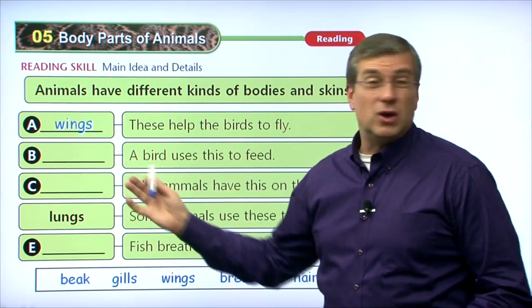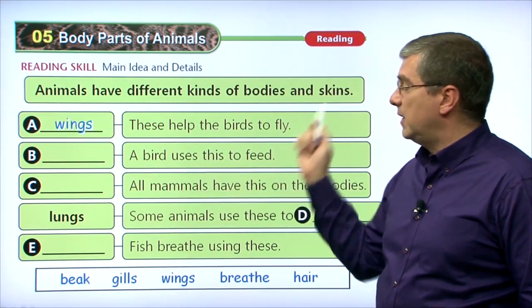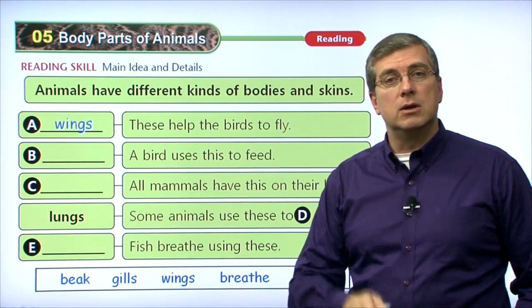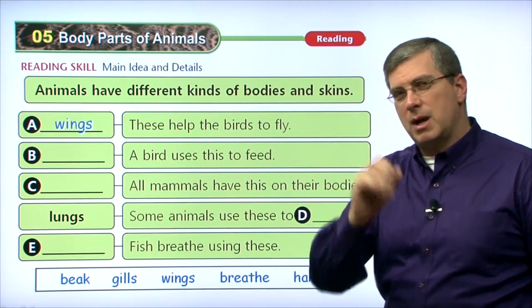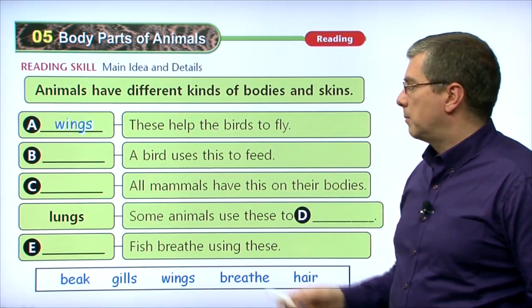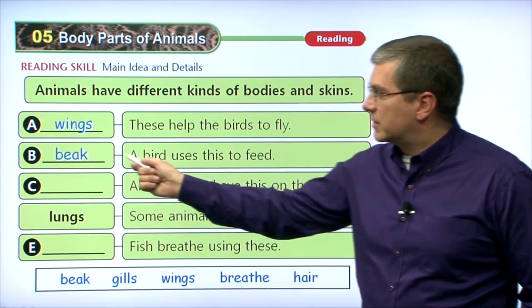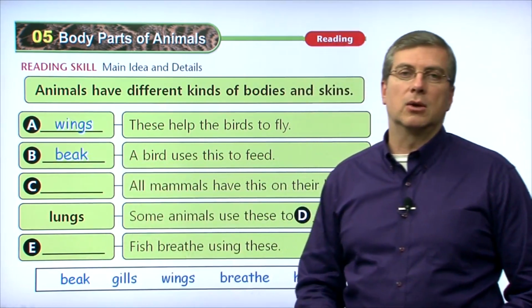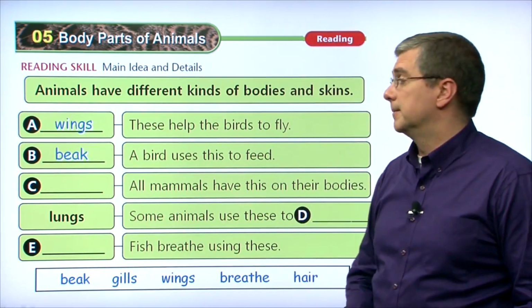Down here we have B. We don't know the body part, so what is the use? A bird uses this to feed. So what part of its body does it use to get food? We talked about this a lot, right? We said it's hard and it's pointed. What part of the body of a bird helps it to feed? If you guessed beak down here, you would be correct. A bird uses its beak to feed, to get food.